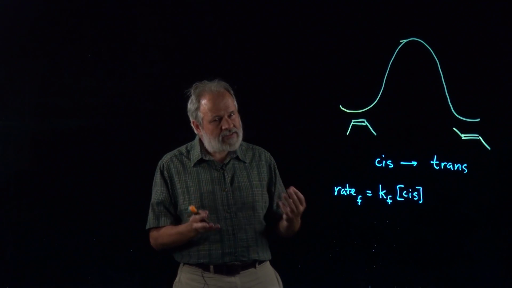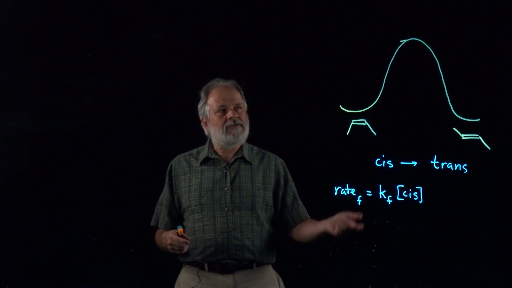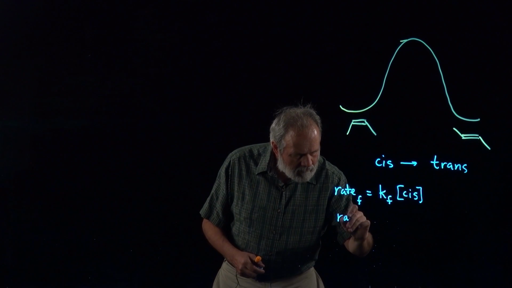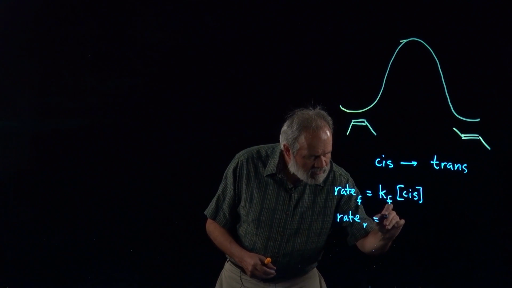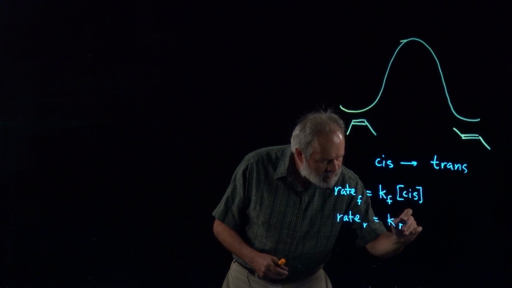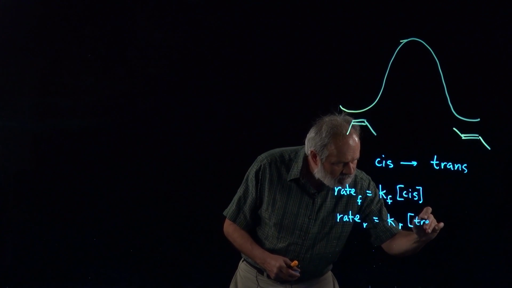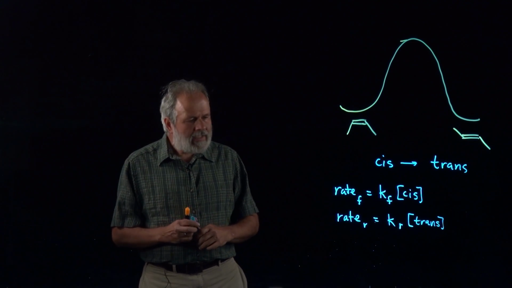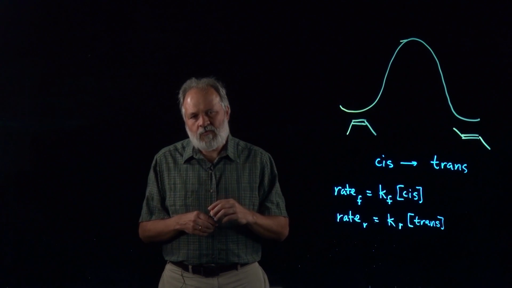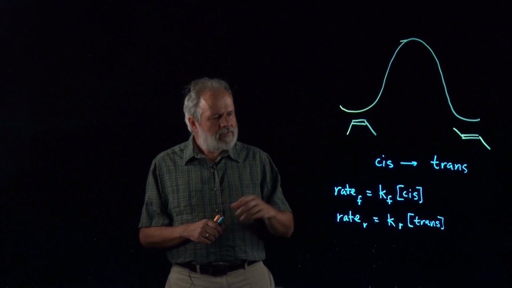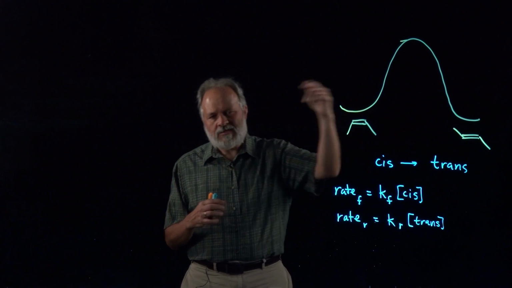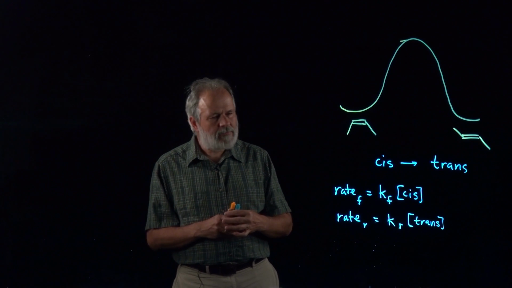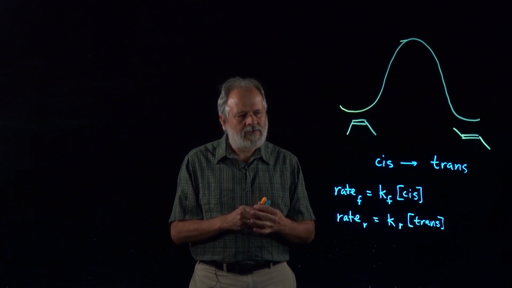Now, once we have some trans molecules, turns out they have enough energy to go back. And so the rate for the reverse is going to be the rate constant for the reverse times the amount of trans we have. And at some point, if we let this system run the reaction long enough, the rate at which it's going this way equals the rate at which it's going that way. And an equilibrium is established. And we call this chemical equilibrium, when the rates of the reaction forward and reverse are equal.